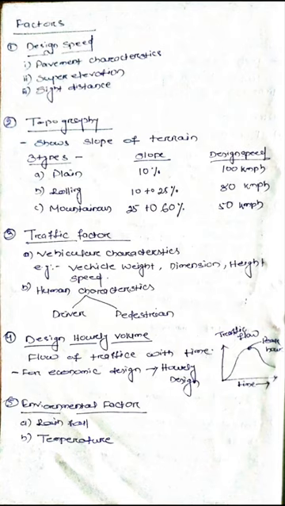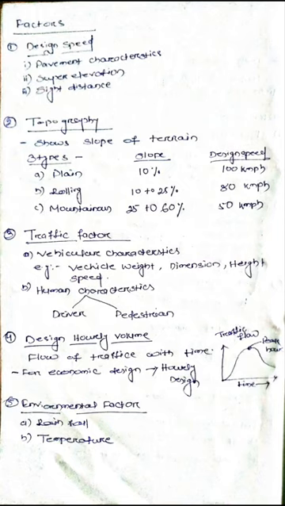In plain region we provide slope up to 10%, with design speed up to 100 km per hour. In rolling region, the design speed is up to 80 km per hour. In mountainous region, the slope is 25 to 60% and the design speed is up to 50 km per hour.